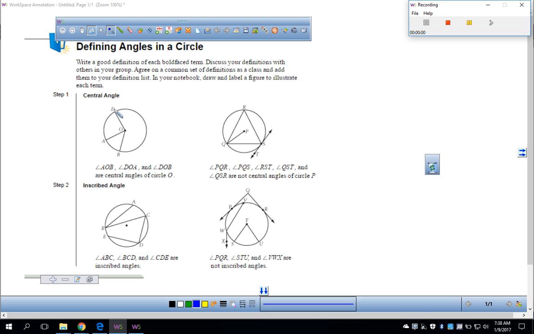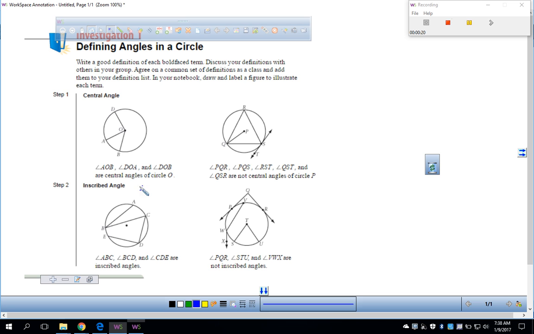Give me a definition of a central angle. It says these are central angles, right? These are not. Isn't that what it says? These are central angles. These are not central angles. Yeah, QSR are not central angles. Who could give me a definition of a central angle?